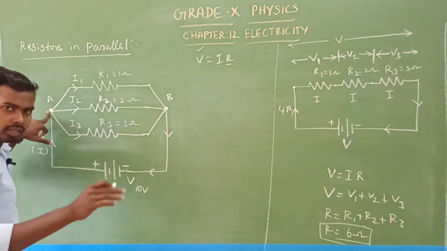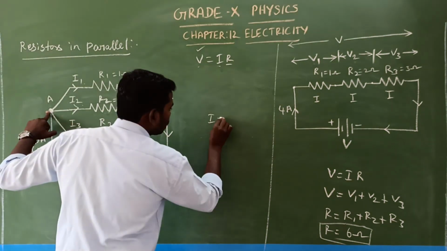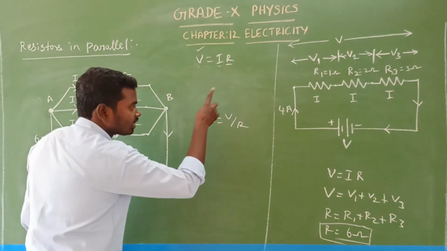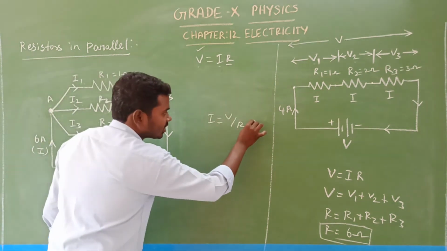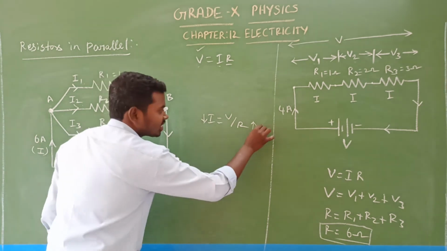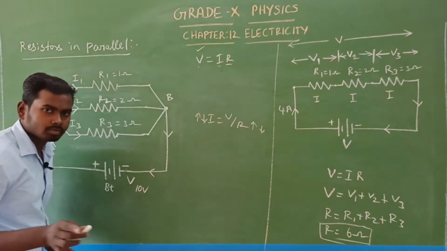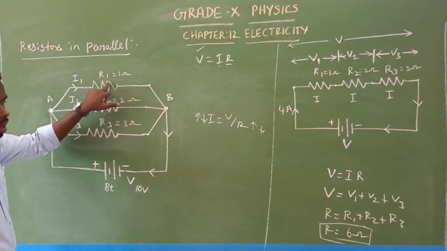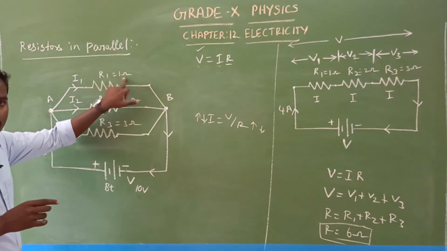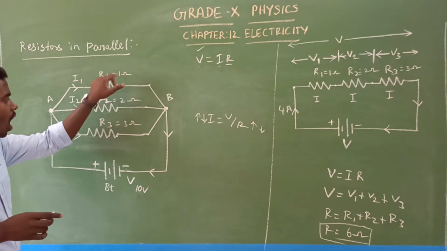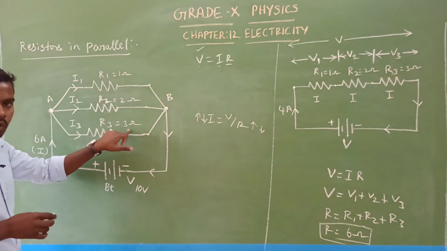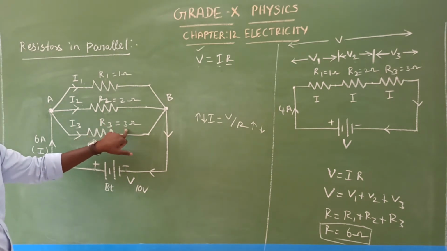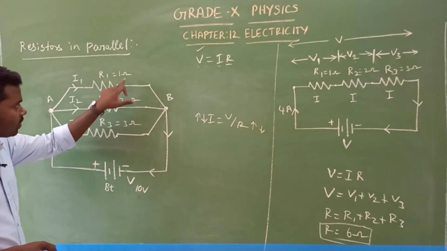Yes. Look at here. According to Ohm's law, I equals V by R. Current value is inversely proportional to resistance. If resistance increases, current will decrease. If resistance decreases, current will increase. Am I right or wrong? Yes. Here the resistor R1 value is 1 ohm, R2 value is 2 ohm, R3 value is 3 ohm. Here which resistor value is more? The R3, and after that R2, after that R1.